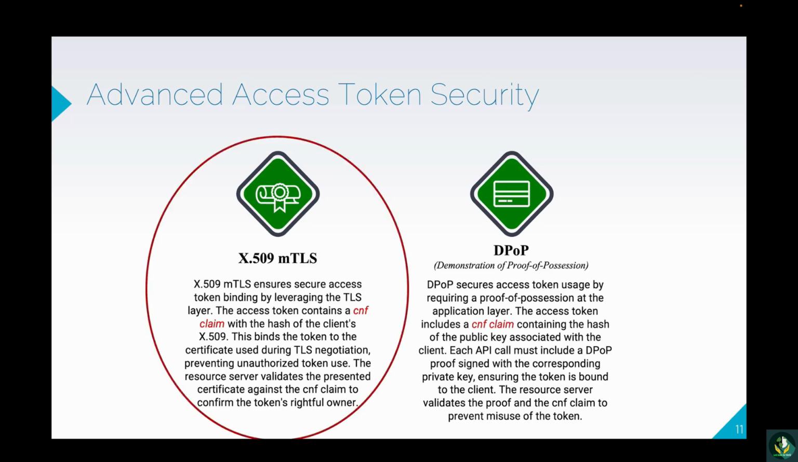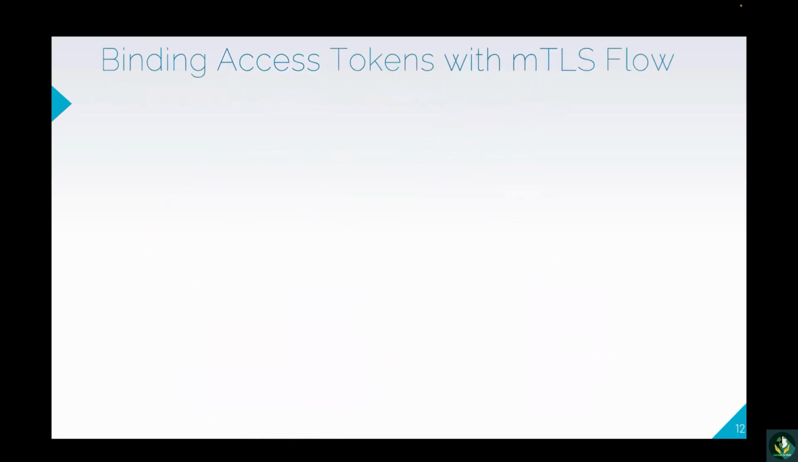Now that we have introduced these two mechanisms, let's dive deeper into the X509 MTLS approach. Before we begin with this flow, I want to highlight the importance of the earlier lessons on X509 MTLS in the chapter on the client authentication methods. If you haven't watched those lessons yet, make sure to review them first, as this lesson builds upon those foundational concepts. The first requirement for this mechanism is that the client authenticates itself using the X509 MTLS method.